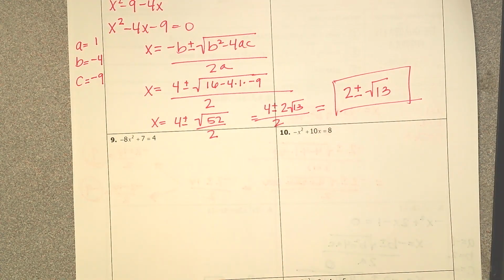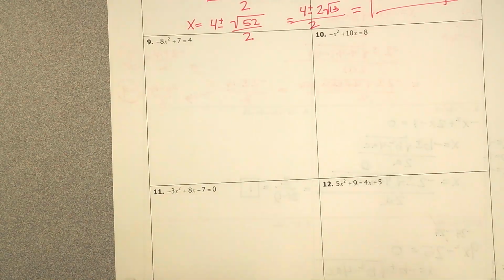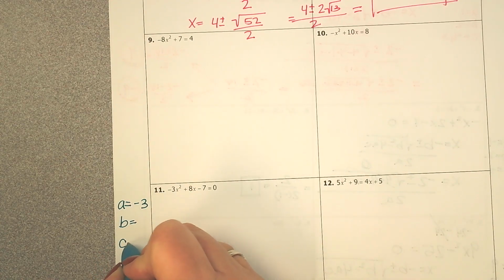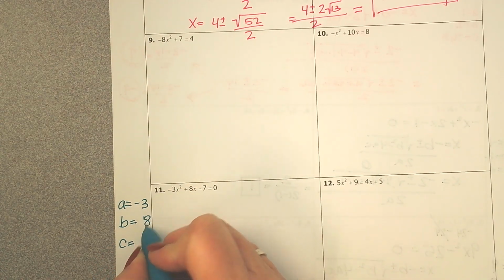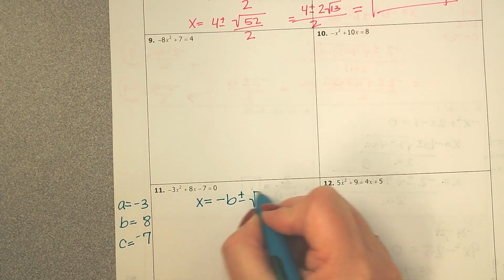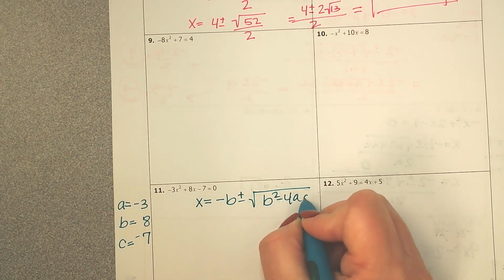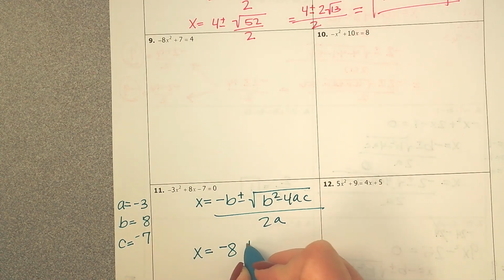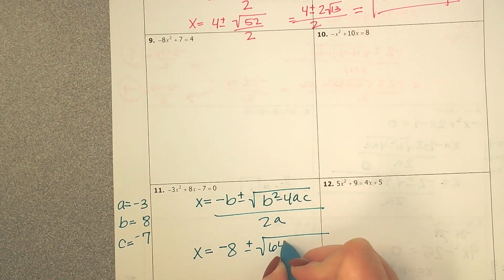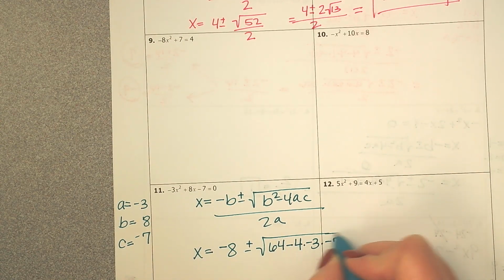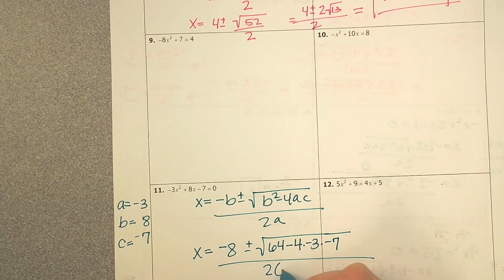All right, do you want to see another one? Which one? 11. All righty, what is A? Negative 3. 8. Quadratic formula is negative B plus or minus square root B squared minus 4AC all over 2A. The opposite of B is negative 8. B squared is 64 minus 4 times A times C all over 2A.